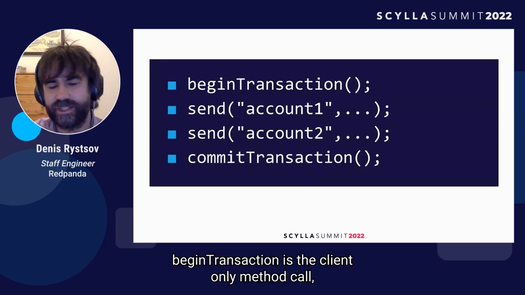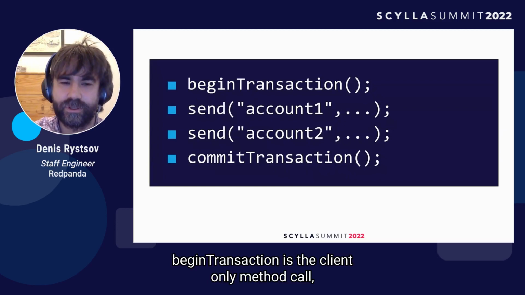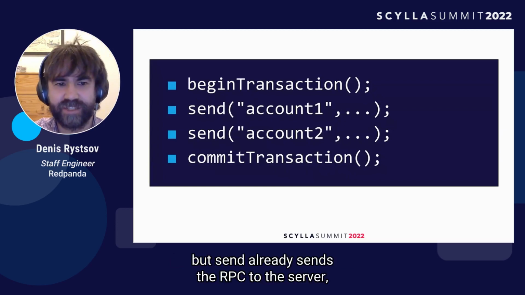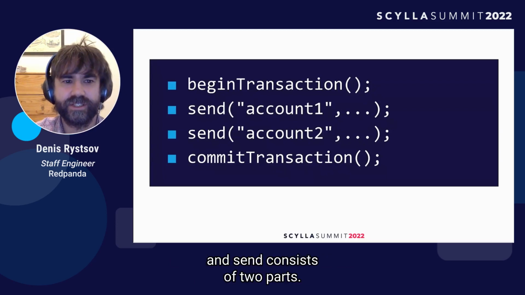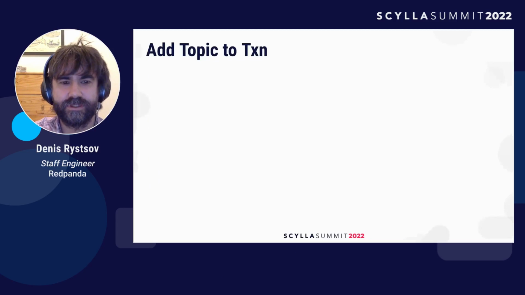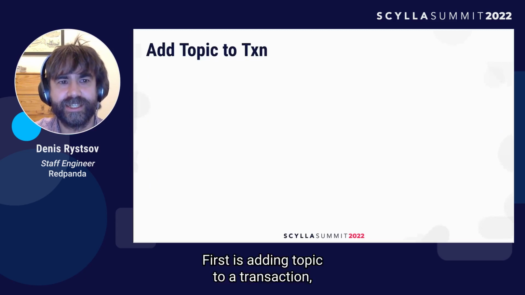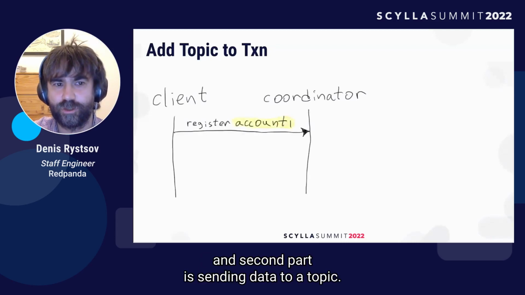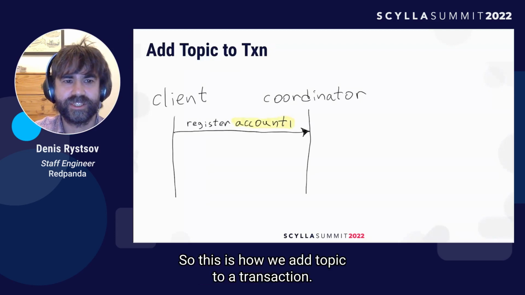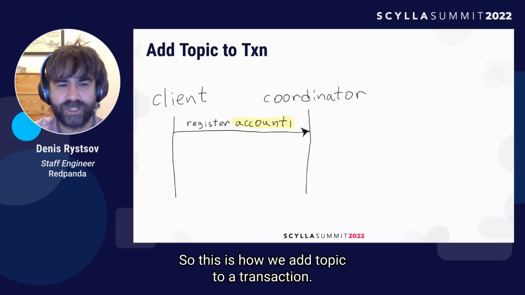Let's see what is happening when we try to execute this transaction. Begin transaction is a client-only method call, but send already sends the RPC to the server. And send consists of 2 parts. First is adding a topic to a transaction, and second part is sending data to a topic. So this is how we add a topic to a transaction.